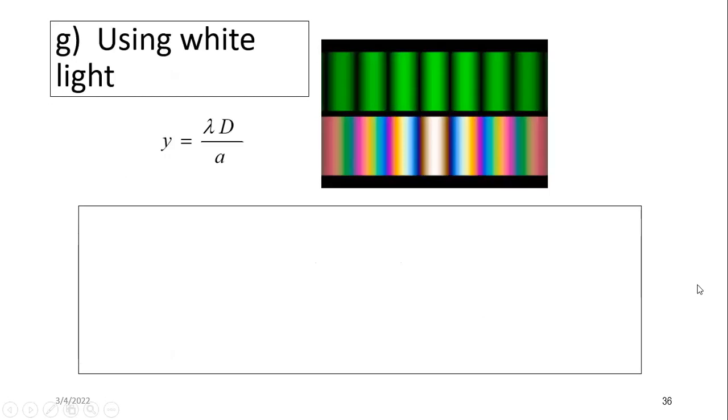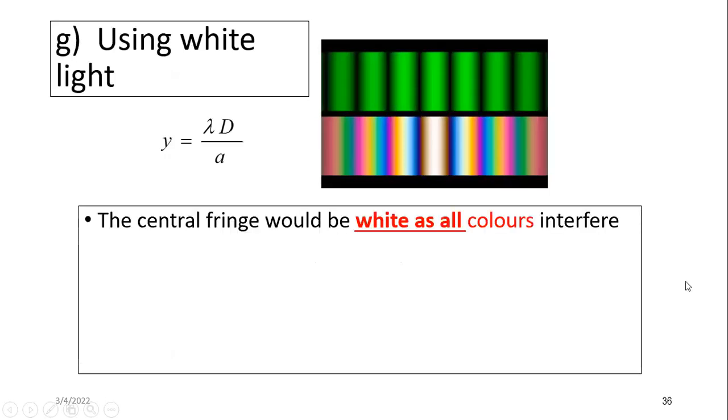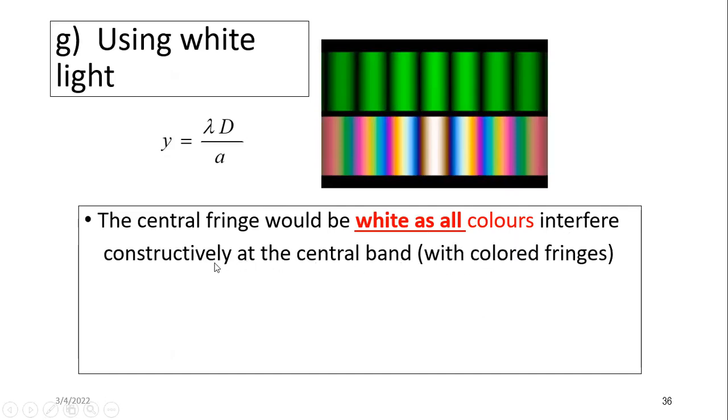Okay, if you use white light, the central fringe would be white, as all colors interfere constructively at the center band. White with color fringes. These are color fringes.